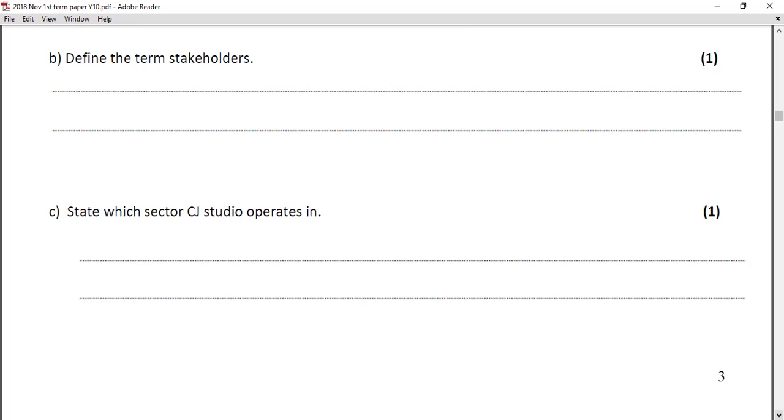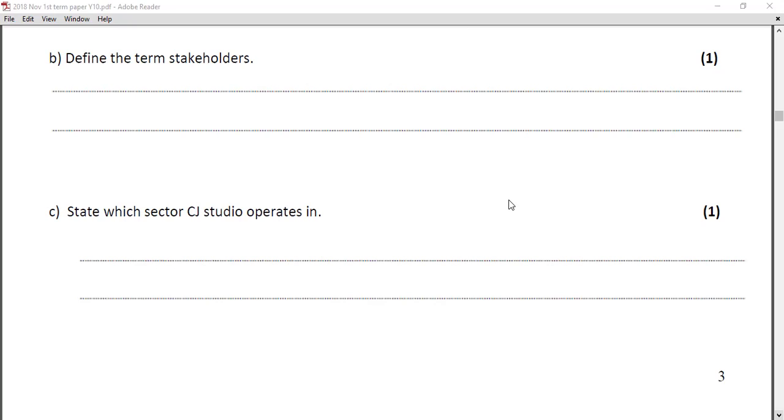So I've got 2 answers right now. Yeah, Chang says the tertiary sector, right? And Arvind says CJ Studio operates in the tertiary sector as they provide a photography service. Excellent. Adam says it's secondary sector. So the correct answer is actually Arvind's answer. You can see tertiary sector, right?